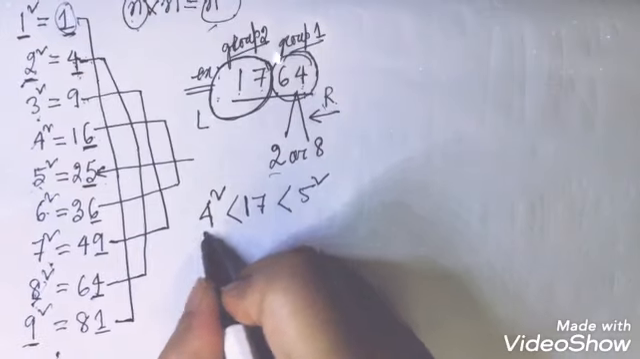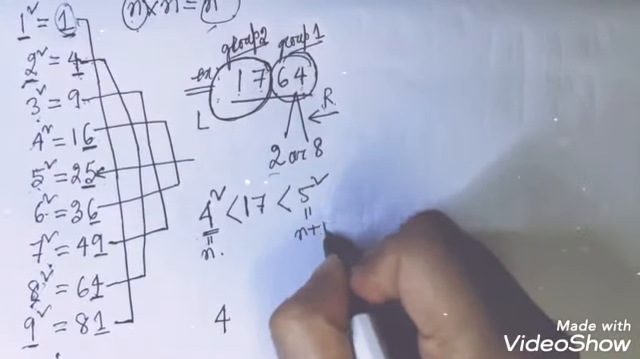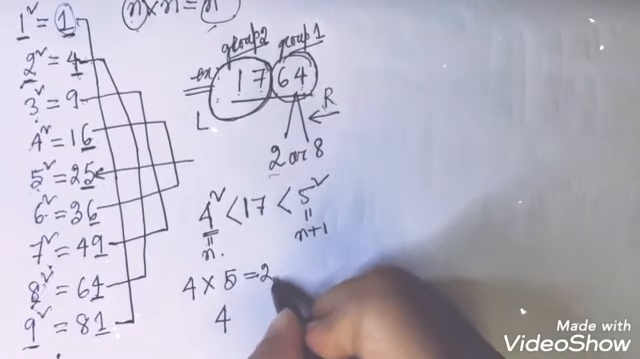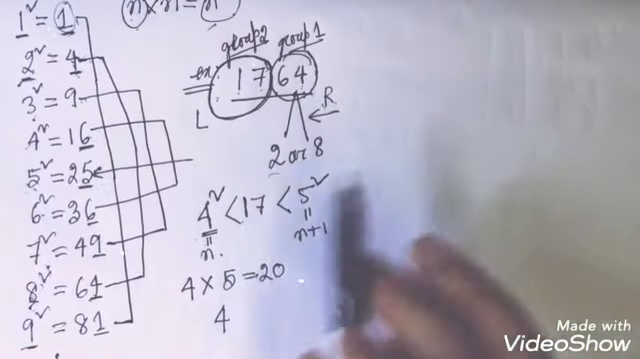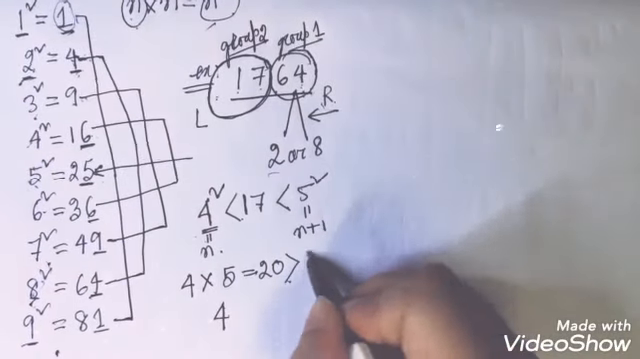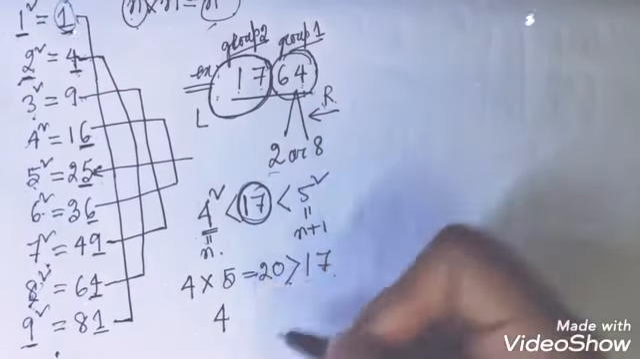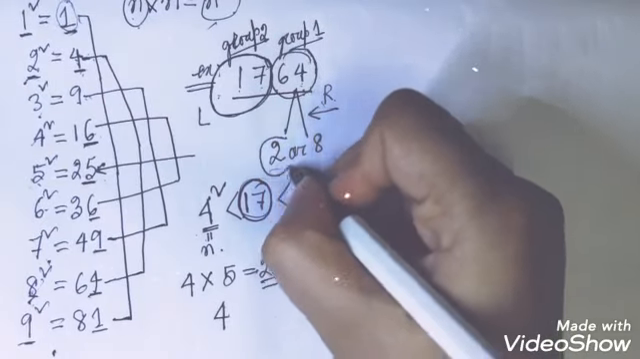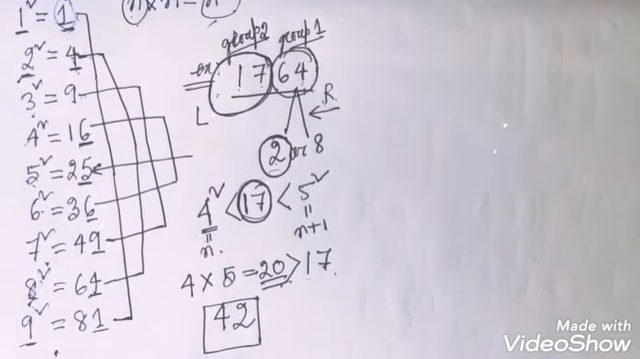Next, you will see, if I take 4 as n and 5 as n plus 1, we will multiply these two numbers. 4 into 5 is equal to 20. Now check, is 20 greater than 17 or less than 17? 17 is less than 20. If this number is less than this number, then you will take the lesser number, that is 2, and write it here. And your answer is 42.